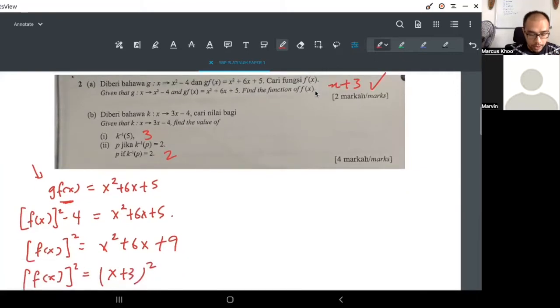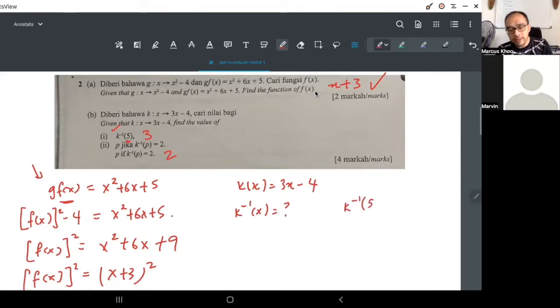Okay, question B, given that k(x) equals to 3x minus 4, okay, cari k inverse of 5. So a few ways to do this. Of course, satu is you find the inverse function, okay, then you substitute 5 lah. Or if you understand how inverse functions work, you know that k inverse of 5, let's say is equals to x lah. So if I terbalikkan lah, that means it's k(x) equals to 5.